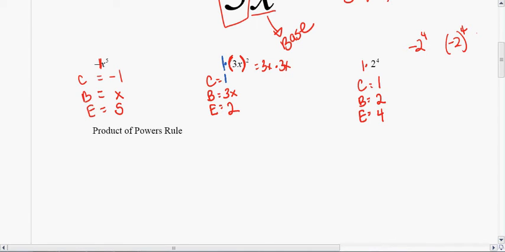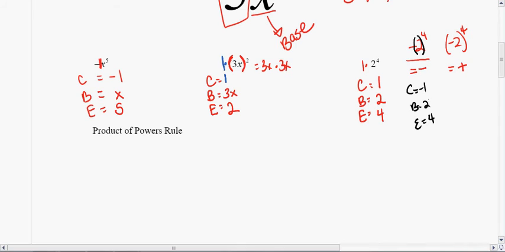And they look almost the same, but the first one is going to give you a negative result. The second one is going to give you a positive result. And the reason is the first one, negative 2 to the fourth, has a different base. In this case, the base is only the 2. It's just the 2 that's being raised to the power of 4. And that negative 1 is the coefficient. So in this case, coefficient is negative 1, base is 2, and exponent is 4.